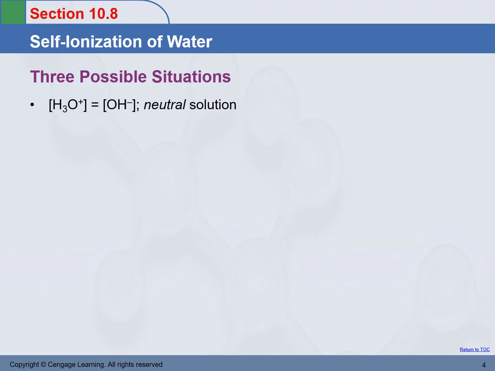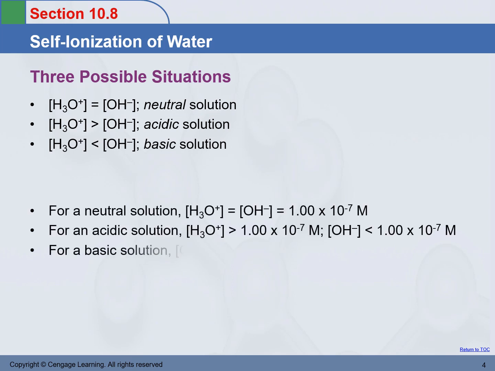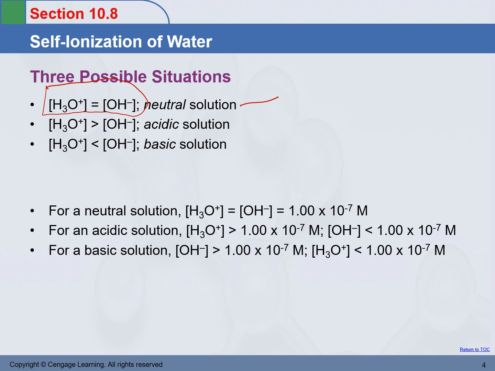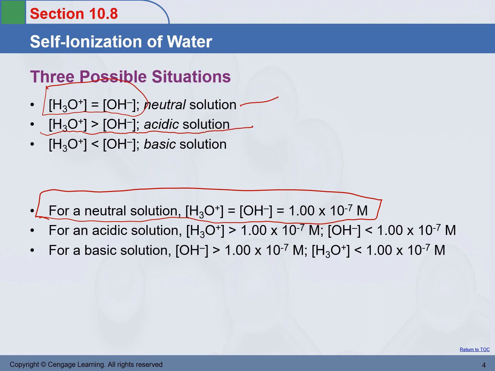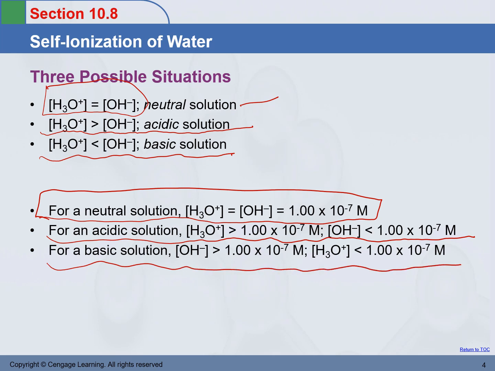This slide summarizes what we just discussed on the last slide. When the two concentrations are equal, it is neutral, and we know that number: the concentration of each one of them, when they are equal, is 1 times 10 to the power of negative 7. When the hydronium ion concentration is greater, it is acidic, and for an acidic solution, hydronium ion concentration is greater than 10 to the power of negative 7. Hydroxide is less than 10 to the power of negative 7. Basic solution is the opposite.